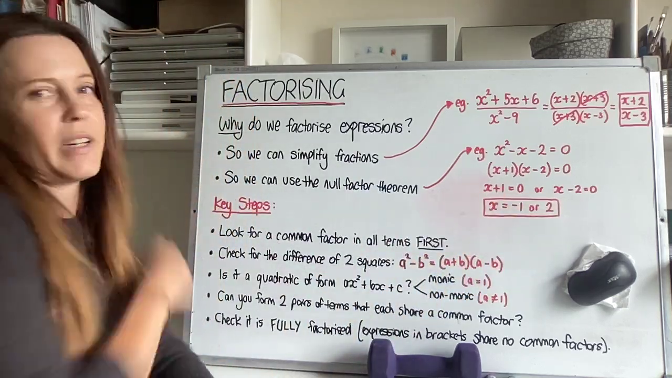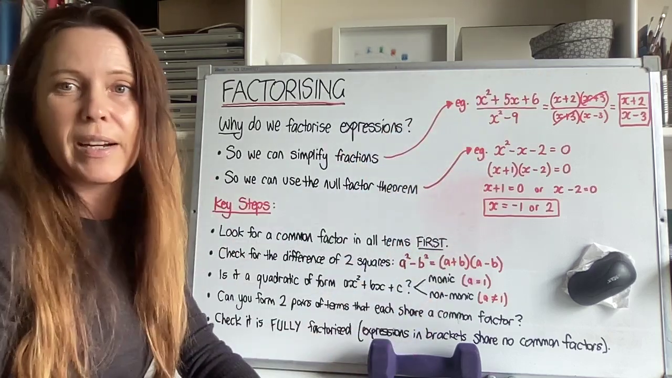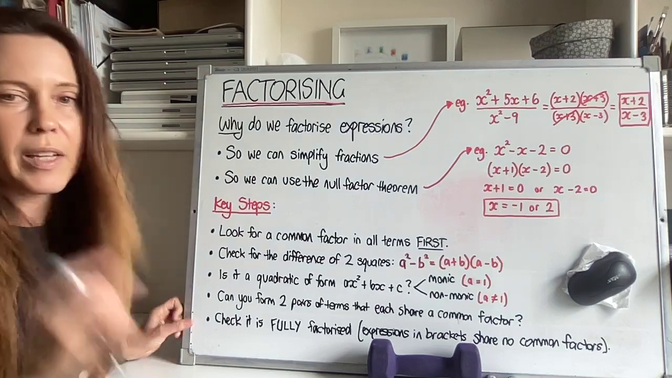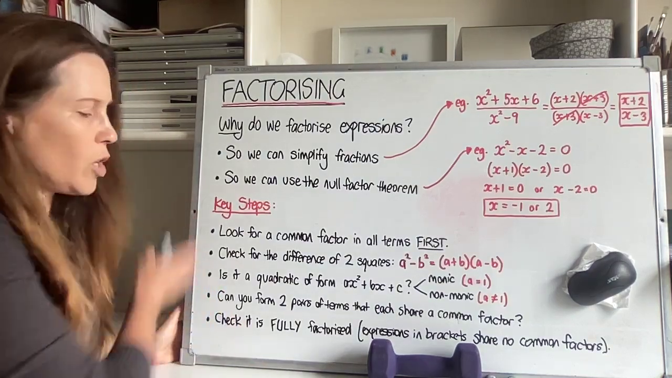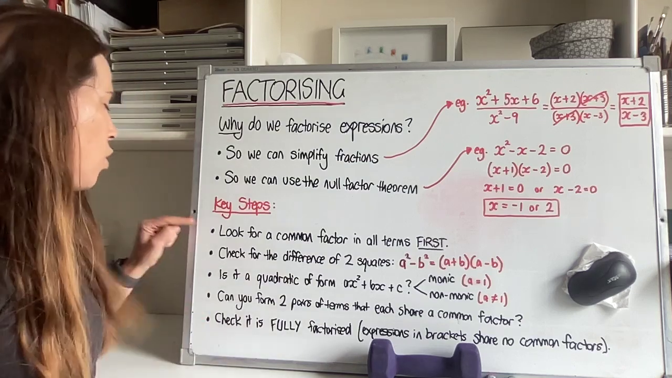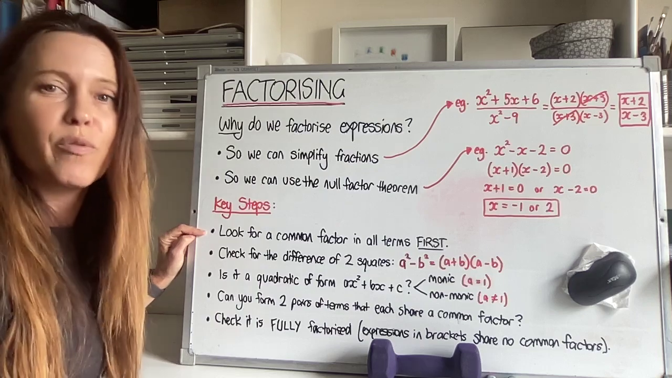So we've got two good reasons there for factorising, and it might be that you've got an equation that's got fractions in it. You might need to actually use it for both reasons. Now, key steps. Can I just reiterate that these key steps are like a little checklist. Even though you know how to do all these things already, I'm reminding you what to do in what order. Always look for a common factor in all the terms first.